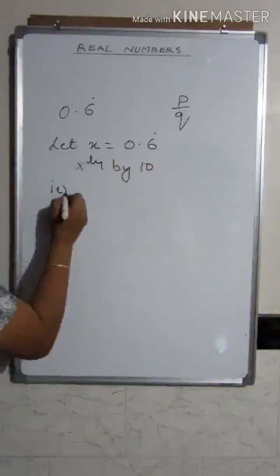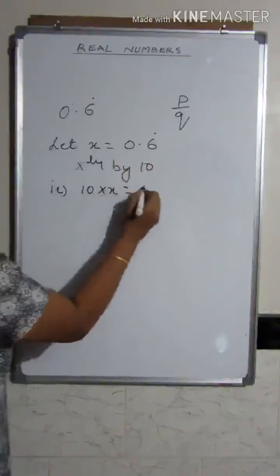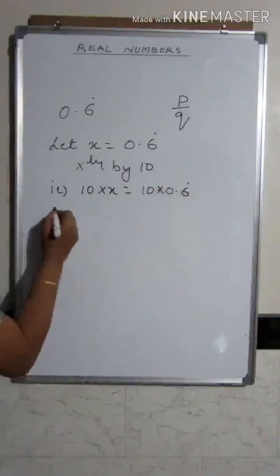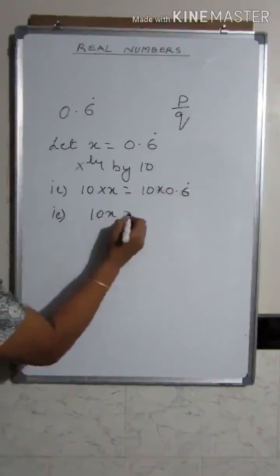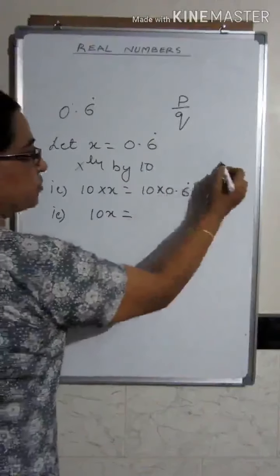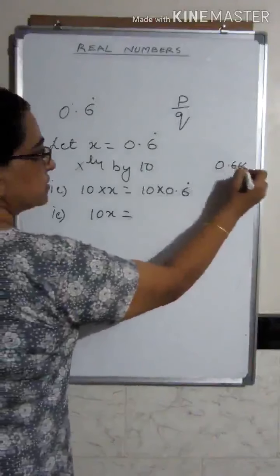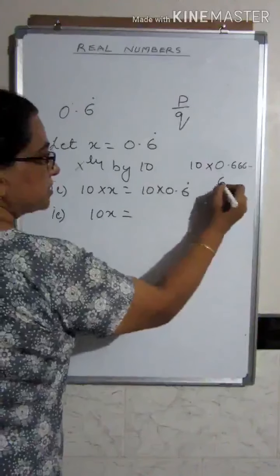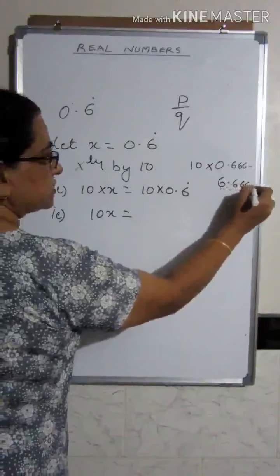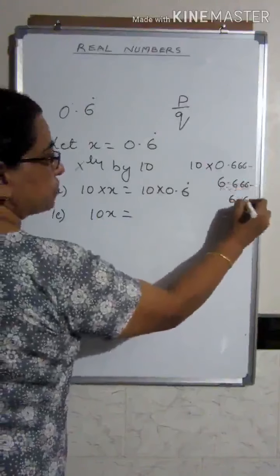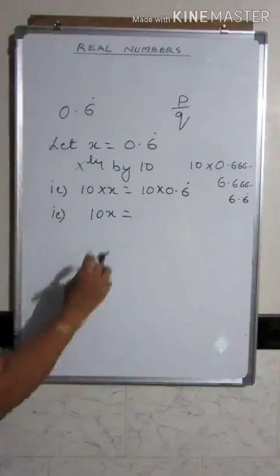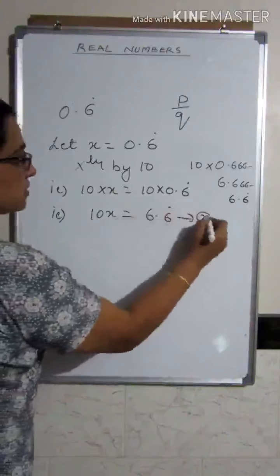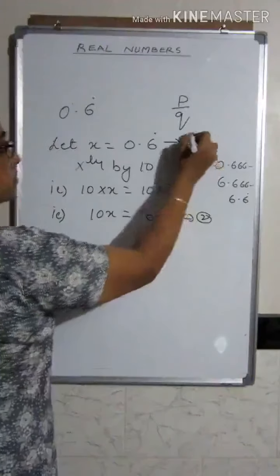So when you multiply it by 10, you will get 10 into x is equal to 10 into 0.6 recurring. So now here you get 10x is equal to, now this multiplication when you are doing it, this is 0.666 recurring, this you have to multiply by 10. So when you multiply it by 10, the answer that you get is 6.666 recurring, which can be written as 6.6 with a dot on the top of it. So this you can write as 6.6 recurring. Now consider this as the second expression, consider this as the first expression.